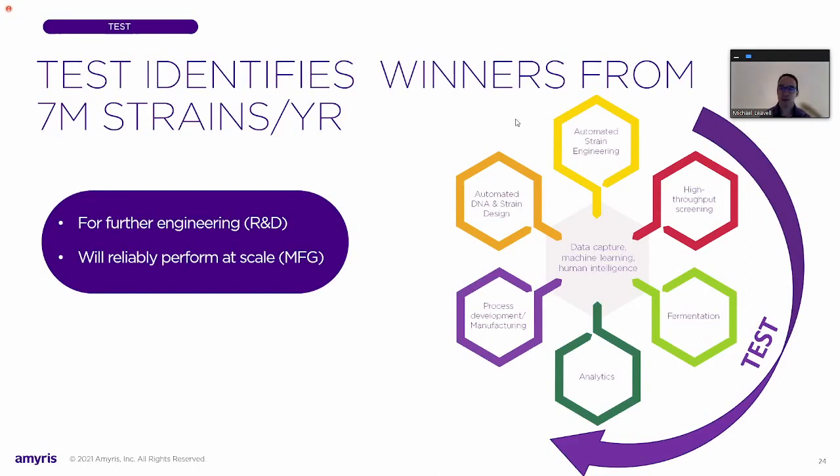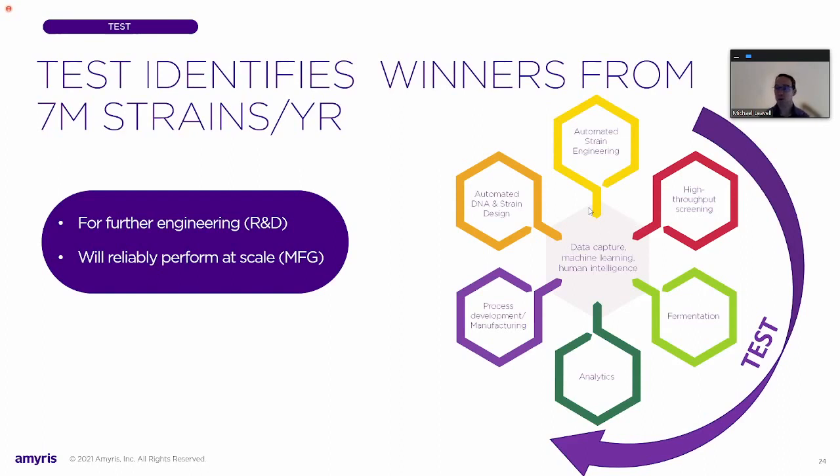So then test's job is to take those 7 million strains and sort through them and say, in high throughput screening, which ones do we want to pass on to our most limited resources in fermentation, and then either put them back through the R&D cycle for further optimization, so going through the design, build, test, learn cycle again, or pass them into manufacturing so we can produce products.